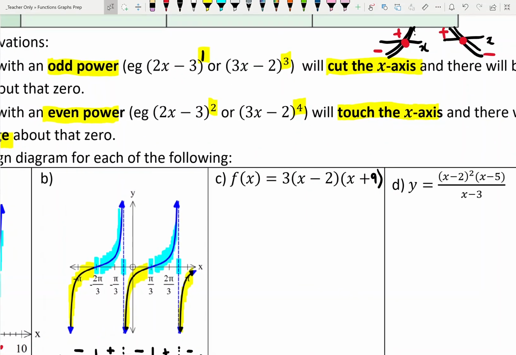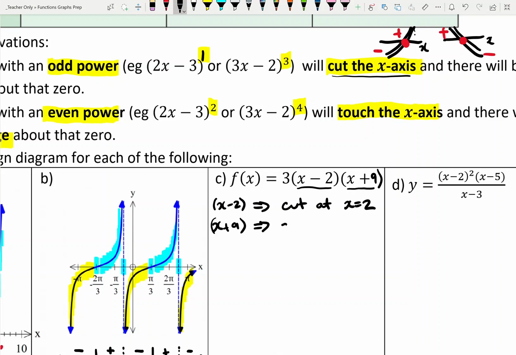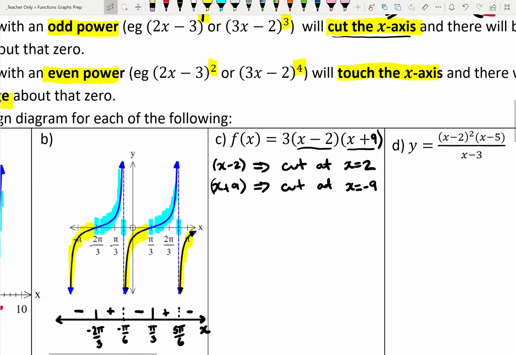Here we've got two linear factors, x minus 2 and x plus 9, and they both have odd powers, which tells us that the function will cut the x-axis at those points. So the x minus 2 factor tells us it's going to cut at x equals 2, and the x plus 9 factor tells us that it's going to cut at x equals -9. There's no denominator, so there's nothing that's going to cause the function to be undefined.